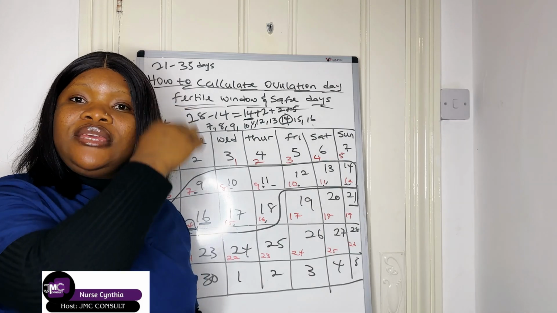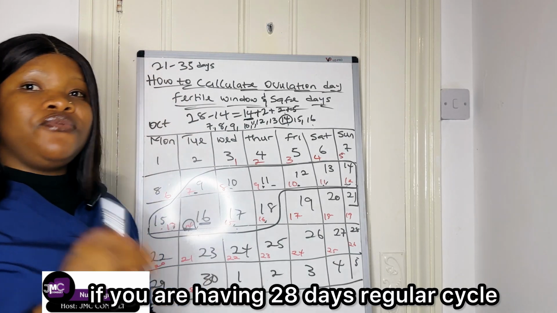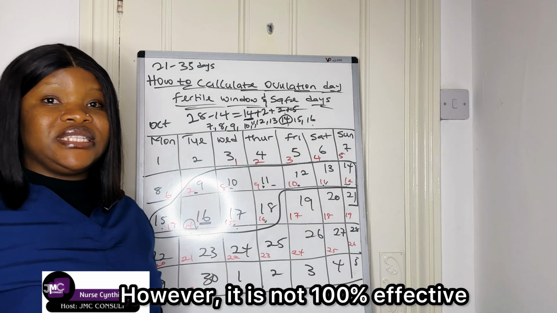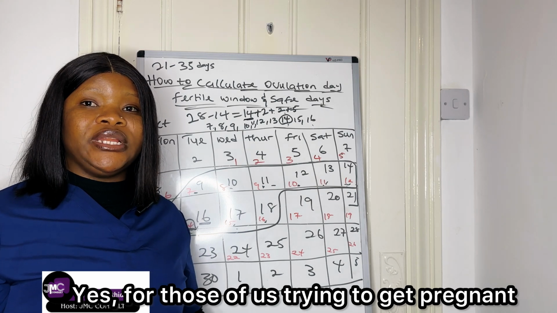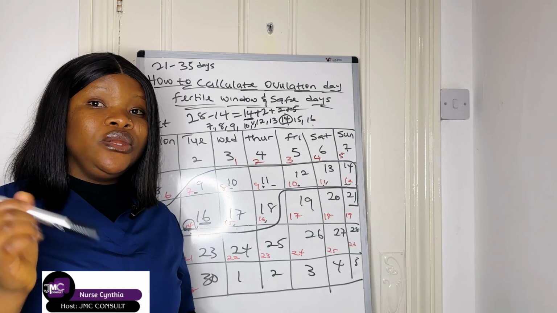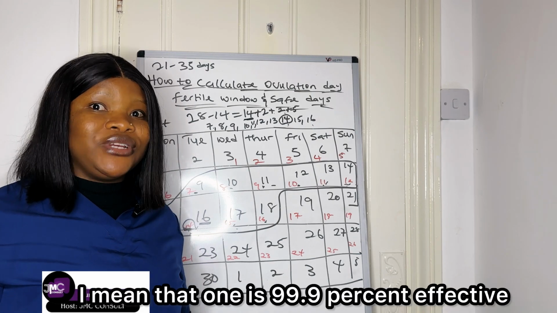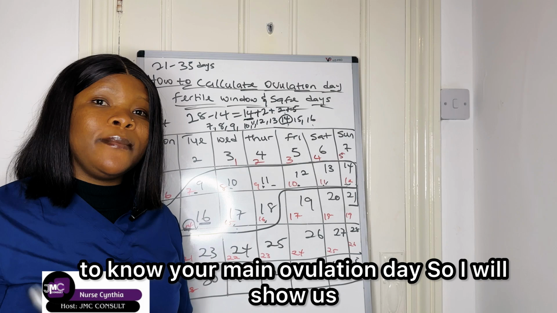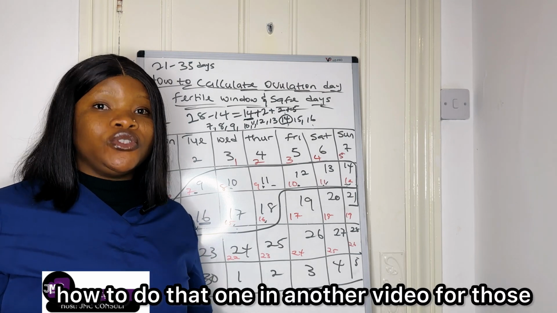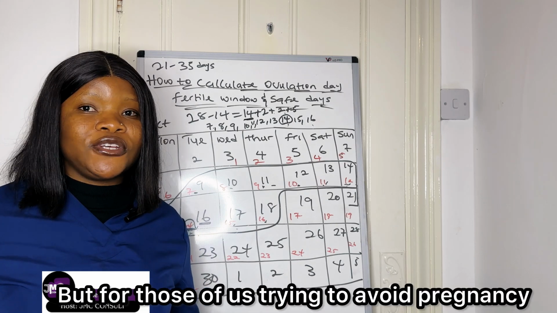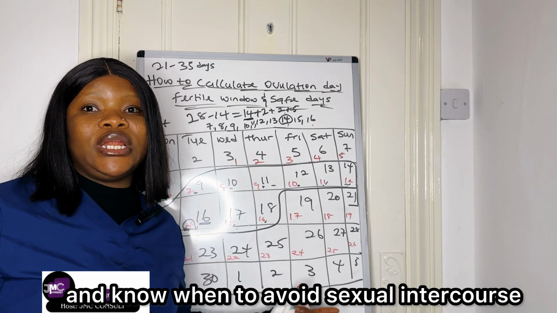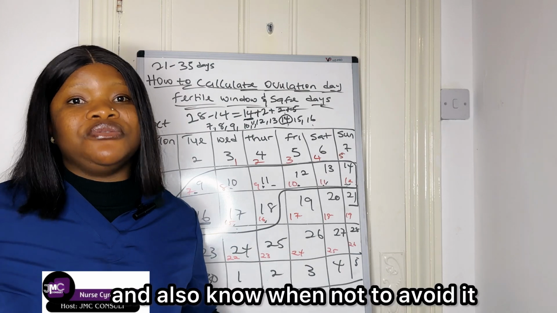I am saying that if you are having 28 days regular cycle, this could actually work for you. However, it is not 100% effective. Yes, for those of us trying to get pregnant, I'm going to do a video on how to use an ovulation testing kit to actually know the main day. That one is 99.9% effective to know your main ovulation day. So I will show us how to do that one in another video for those of us trying to get pregnant. But for those of us trying to avoid pregnancy, we can still buy it and then know when we are ovulating and know when to avoid sexual intercourse and also know when not to avoid it.